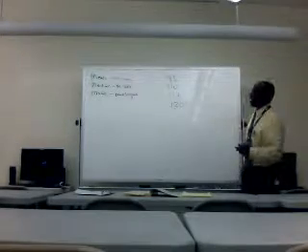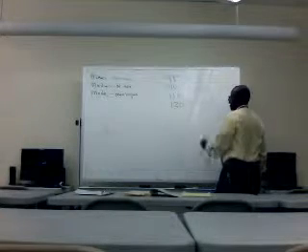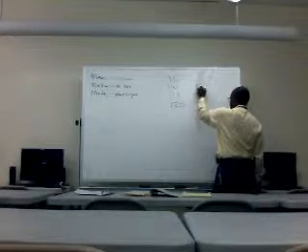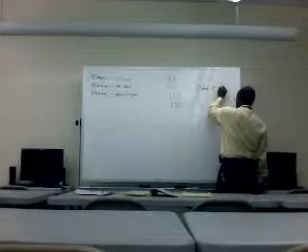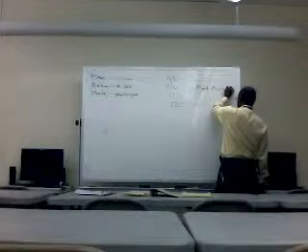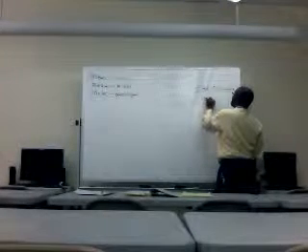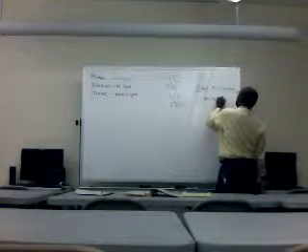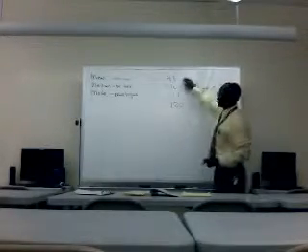So, the mean is the average. To find the mean or the average, we add all of the numbers, and we divide by how many numbers we have. So we add these four, and then we divide by 4.